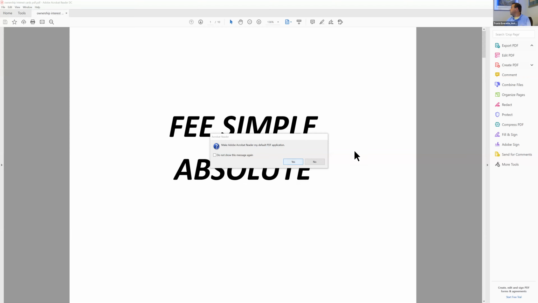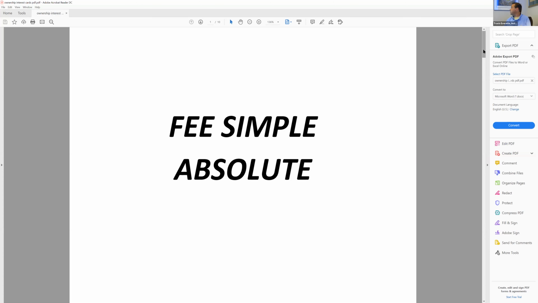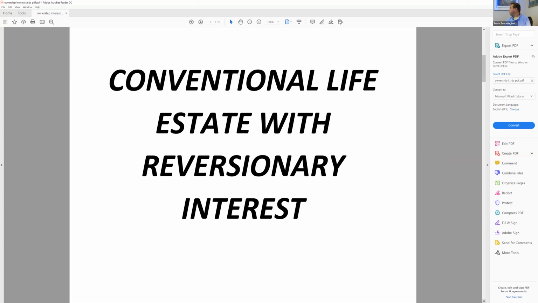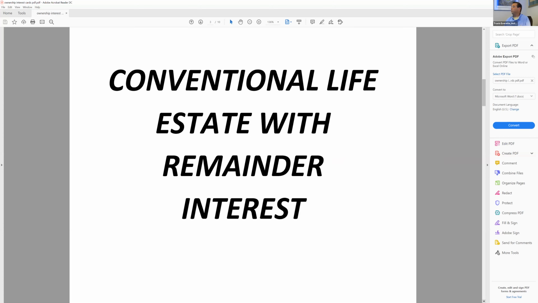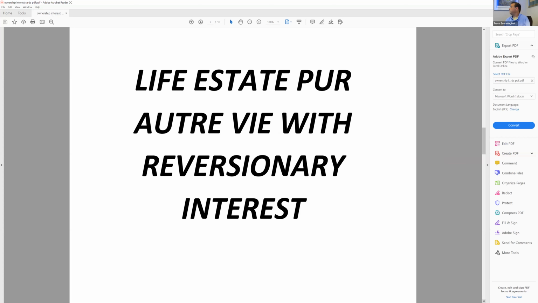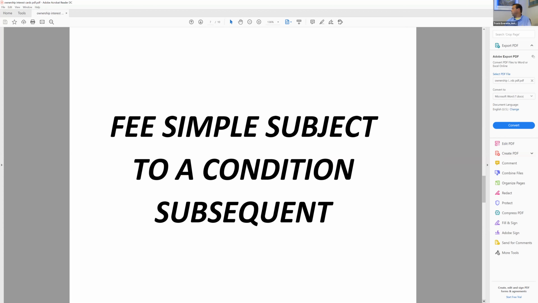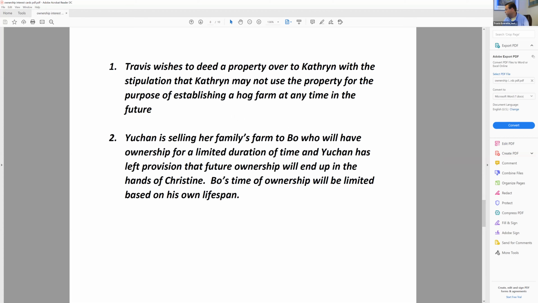What you've got in this little packet here is just the 7 different types of ownership. Fee simple absolute. Is everybody seeing this share? Fee simple absolute, conventional life estate with a reversionary interest, conventional life estate with a remainder interest, life estate pur autre vie with a remainder interest, life estate pur autre vie with a reversionary interest, fee simple determinable, and fee simple subject to a condition. That's all 7 of them.